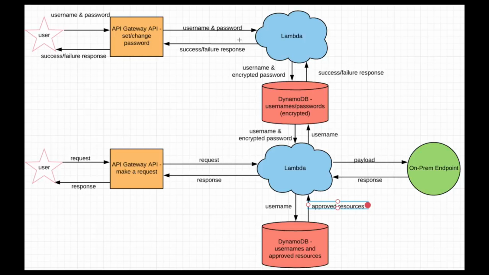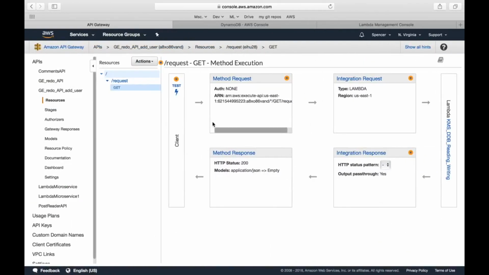So I'll walk you through this top part of the architecture first, and then we'll go through the bottom part of the architecture. Alright, so here we are in API Gateway. I created a basic API in API Gateway. There are loads of tutorials if you've never done it before, but I'm just going to briefly show you what I did.